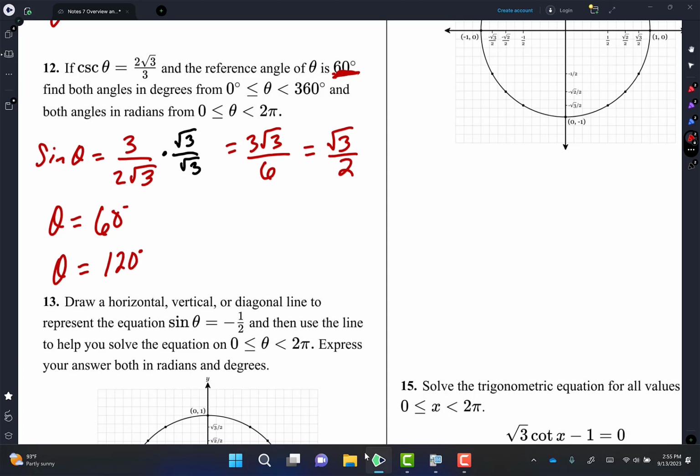That's in degrees. They also want it in radians. Theta equals what, 60 degrees in radians? No, not pi over 6. Pi over 3. It's all good. What about in quadrant 2? 2 pi over 3. Look at that.